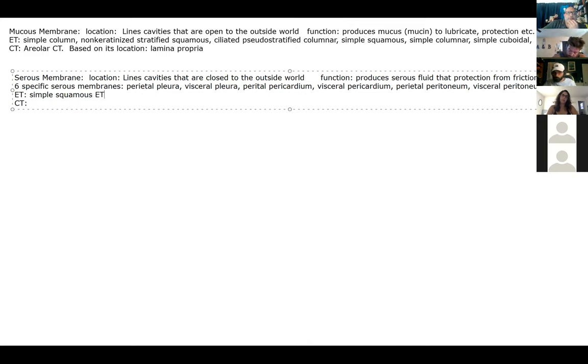So all serous membranes are going to be comprised of a simple squamous epithelial tissue. Now, is this the only place we find a simple squamous epithelial tissue inside the body? No. So it turns out we can give this simple squamous epithelial tissue that is part of a serous membrane a name based on its location. And that name we give a simple squamous epithelial tissue that is part of a serous membrane, we call a mesothelium.